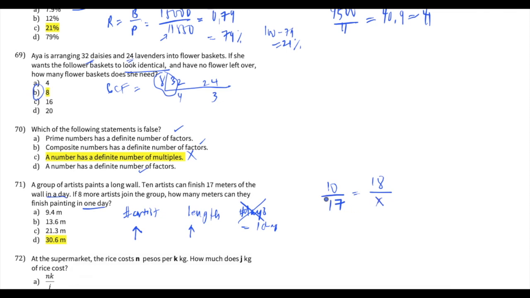X. Okay? So, X natin here is going to be equal to 18 times 17 over 10. Cancel. 9, may iwan 5. If you multiply this 2 over 5, 30.6. Okay? Answer here is letter D.